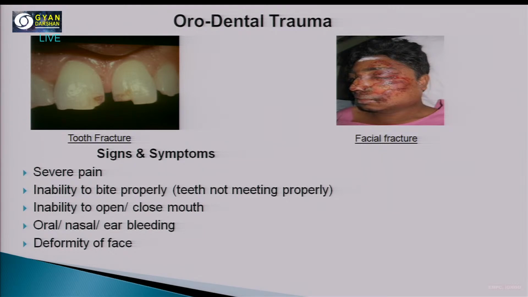But if the tooth is dislodged or dislocated from its socket, then of course that tooth can be reimplanted by a dental or oral professional, provided you get that tooth to his clinic within half an hour, and you should carry it not in water, but in milk or saliva, or in the socket back again.